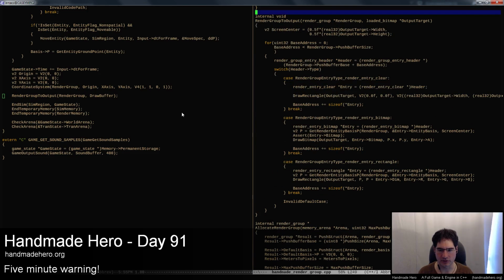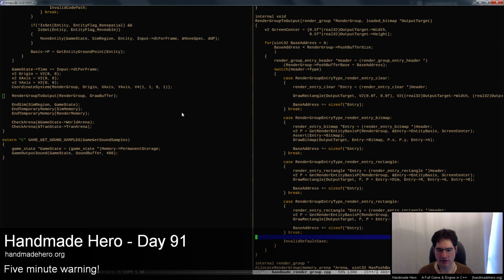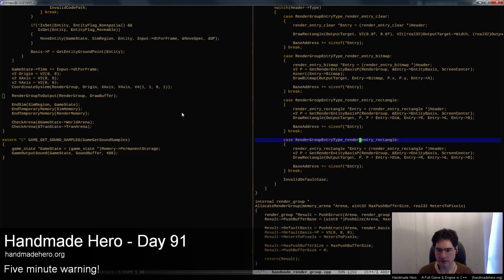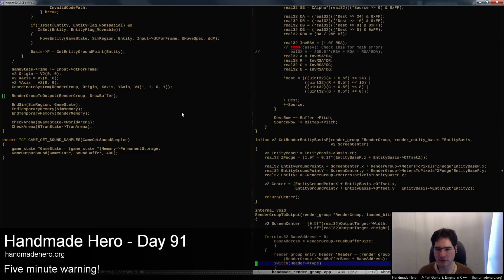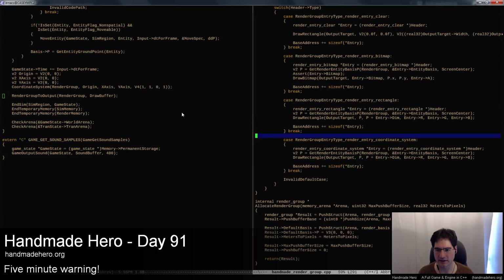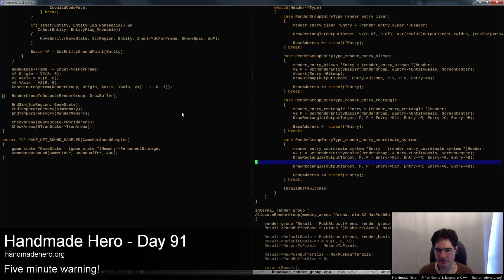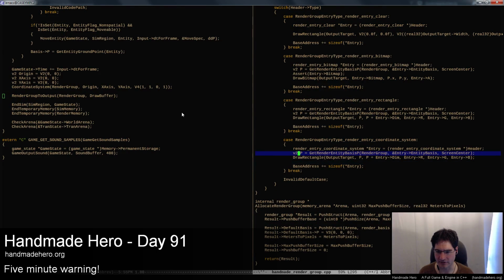Yeah, and then we should see it show up. So in here, I'll say, all right, we've got render entry coordinate system, and all I want to do here is grab that coordinate system out. Well, this is in pixels, right? So whatever that coordinate system is actually going to be in pixels. I don't know if we want to try translating it out.